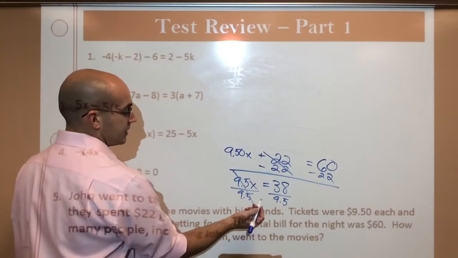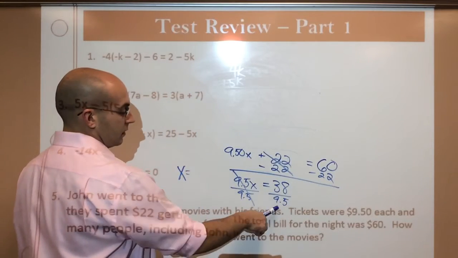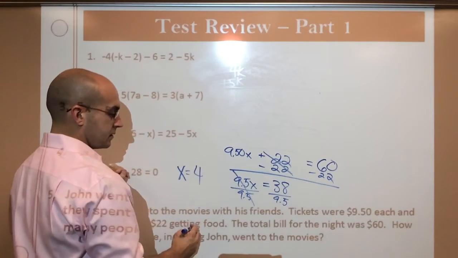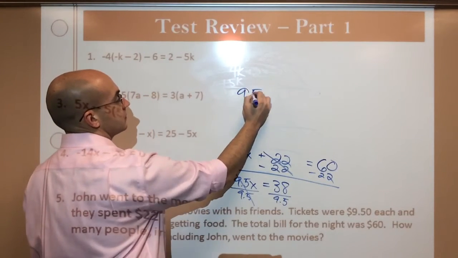9.5 and 9.5. Well, that's gone. So doing some quick math here. 4 people total. Does that make sense? Right? Let's try it. 9.5 times 4.